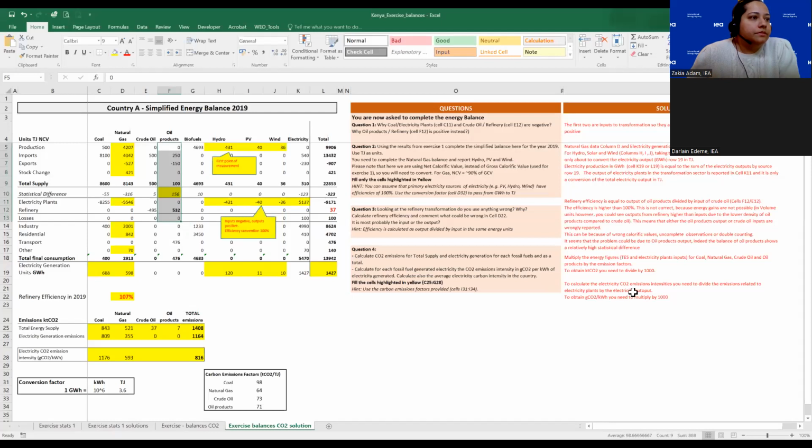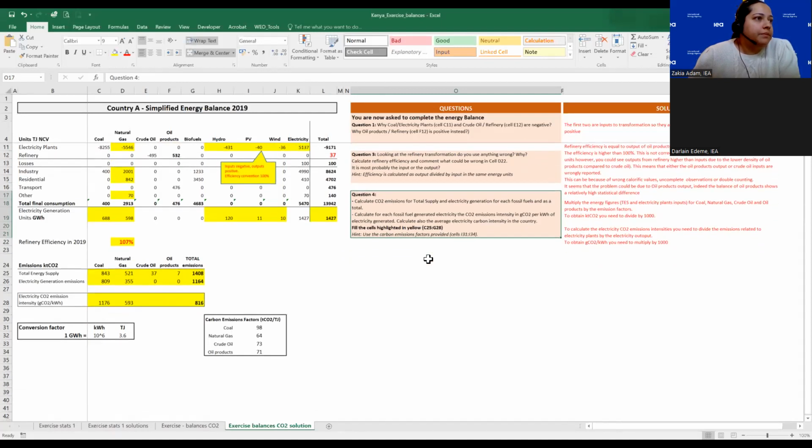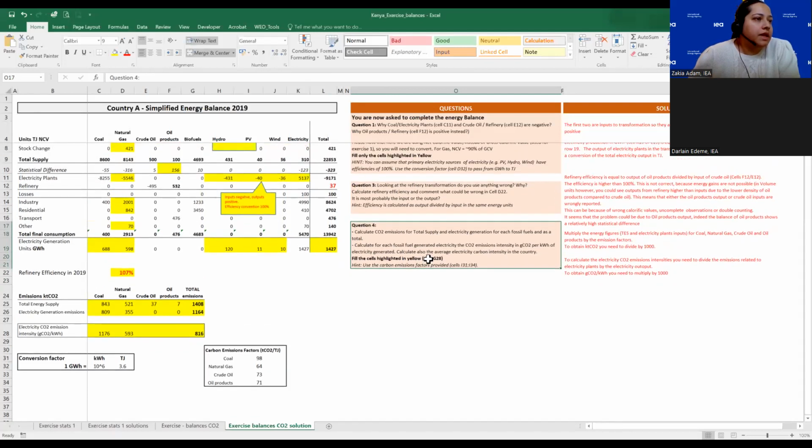So that was for question 3. Question 4: calculate the CO2 emissions for total supply and electricity generation for each fossil fuel and as a total. So here we have to calculate the emissions for total energy supply. As we said, you're provided with carbon emission factors for coal, natural gas, crude oil, and oil products. This is in ton of CO2 per terajoule.